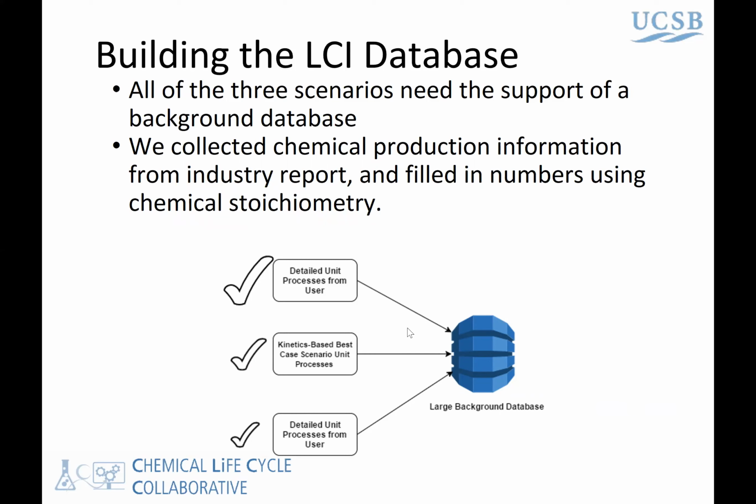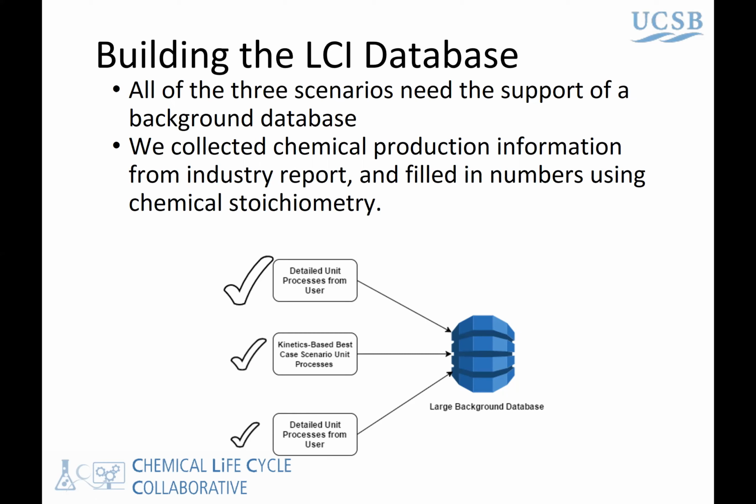Just to recap, we mentioned 3 different scenarios. When the user has detailed unit process information, we will just use it. The second level is that if the user can provide some kinetics data for the chemicals that they desire to produce, we can generate a best case scenario unit process for our user. And the last scenario is that the user only knows the name of the chemical, and we will fill in the numbers based on stoichiometry. But all of these 3 scenarios require us to have a background database to support the data requirement.